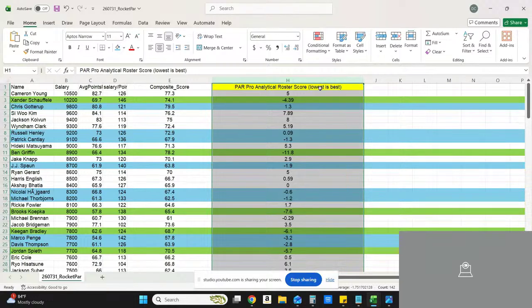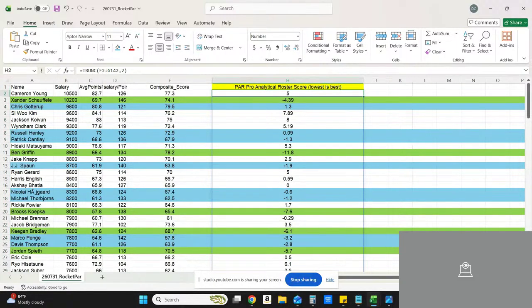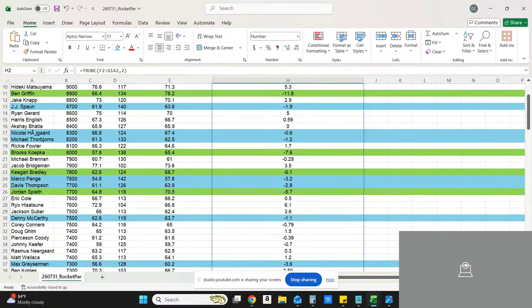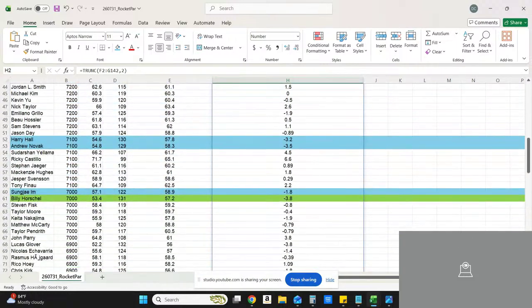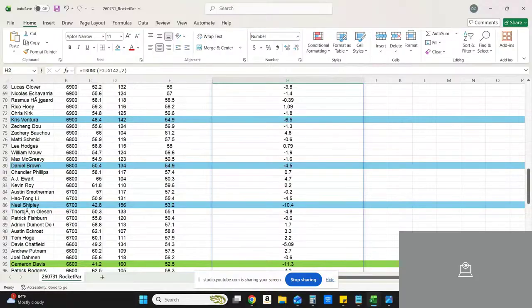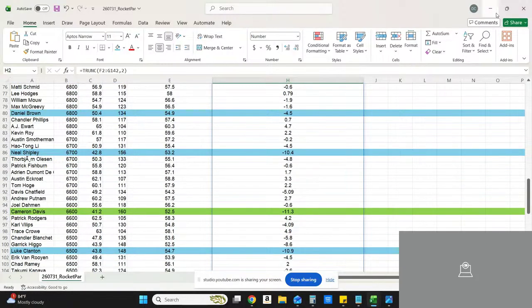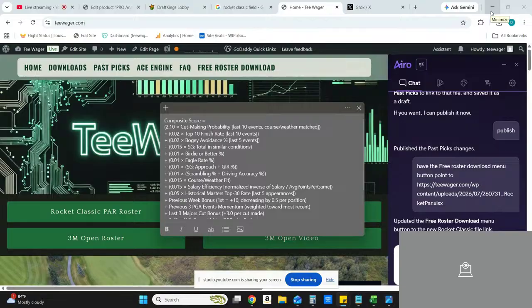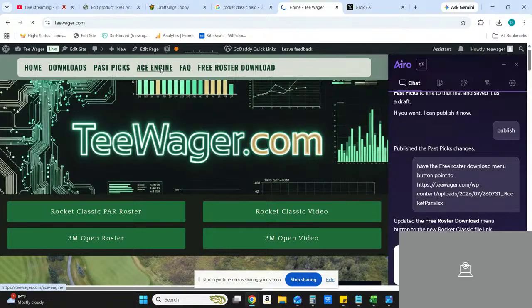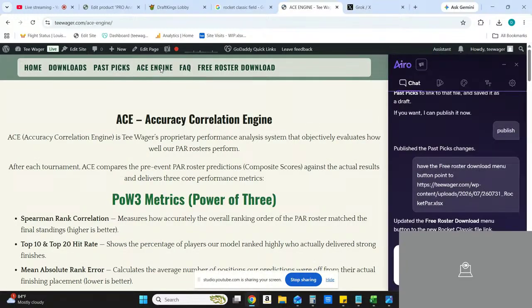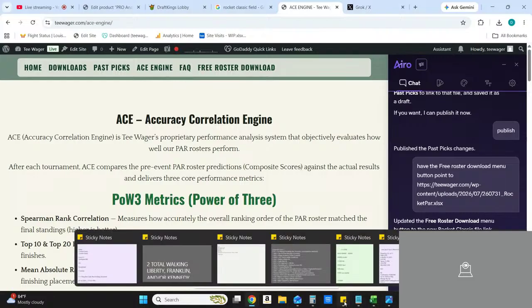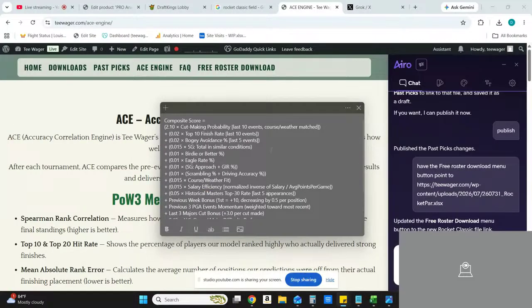The roster's here. Go through it. Look at it. The blue players are good. The green players are great. In statistical terms, we will grade this when we're finished. We basically always use our ACE, which is our accuracy correlation engine that produces results and lets us know how well our rosters did, and we reformat and put that back into our metrics and our formulations and our scientific studies to produce the next week's roster, using basic golfer statistics.